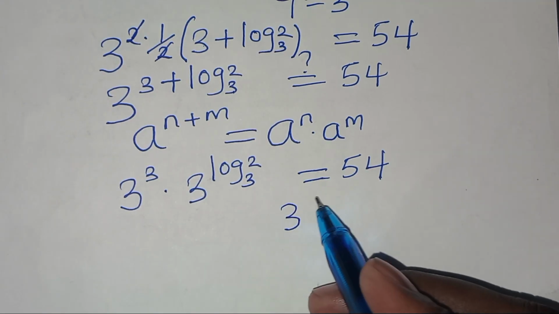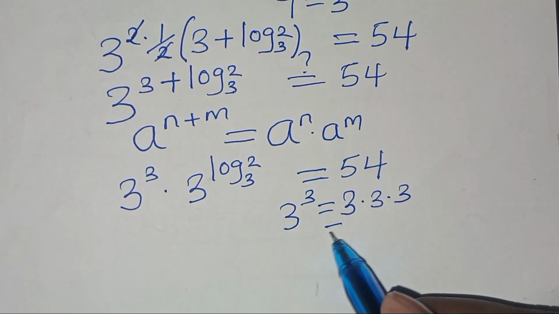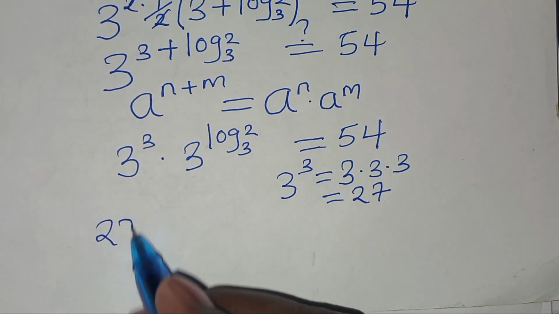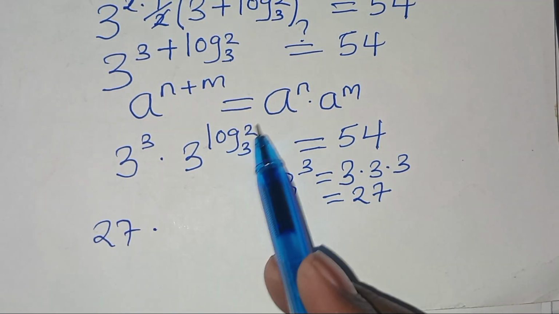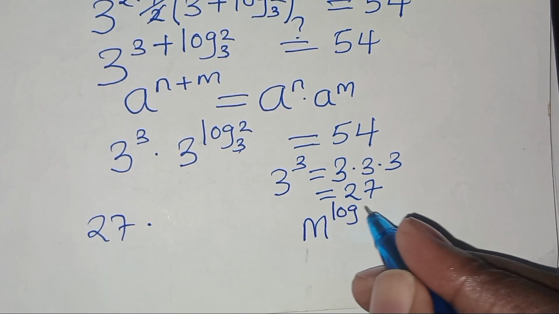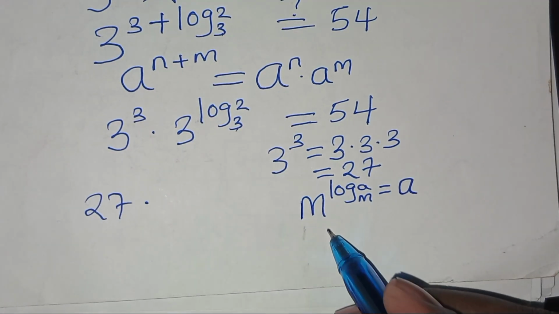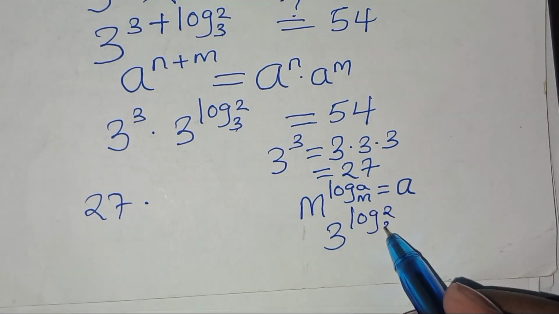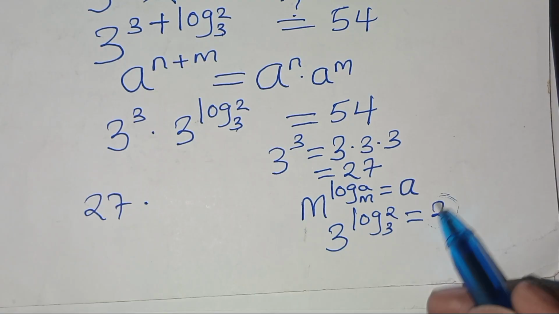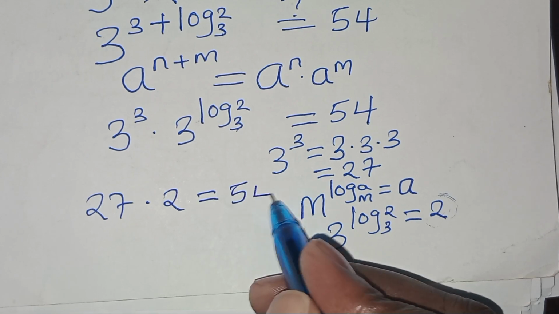Now 3 to the power 3 here is the same thing as 3 times 3 times 3, and this is equal to 27. So here we have 27 multiplied by 3 to the power log 2 to base 3. This is in the form of m to the power log a to base m, and this is essentially equal to a. That implies that 3 to the power log 2 to base 3 is the same thing as 2. So substituting this value of 2, we'll have 27 times 2, and this is supposed to give us a value of 54.